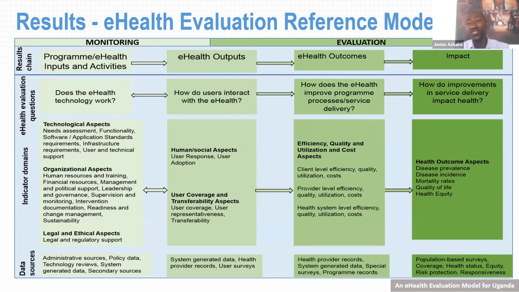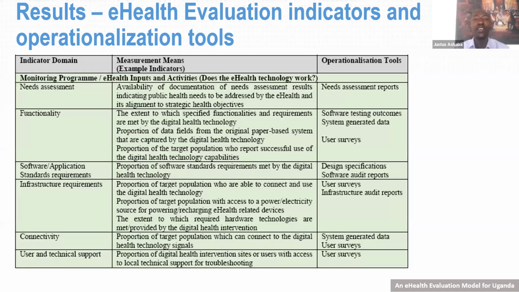So that's what the model guides, that we should pay attention to all those stages of results. And in order to really guide the utilization of the model, we also looked at some of those indicators that could be paid attention to at each domain we mentioned. For example, if we talk of functionality, what do you have to look for in that eHealth intervention? You have to look at the extent to which the functionalities and requirements that you specified at start are met by that technology you've applied.